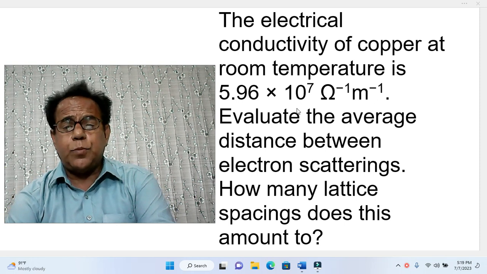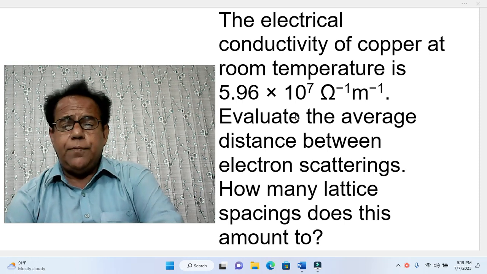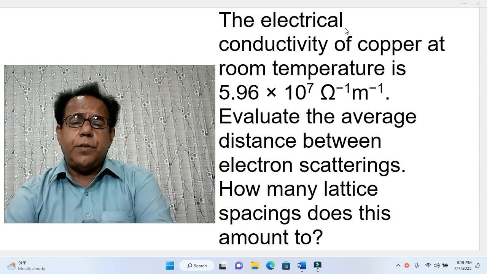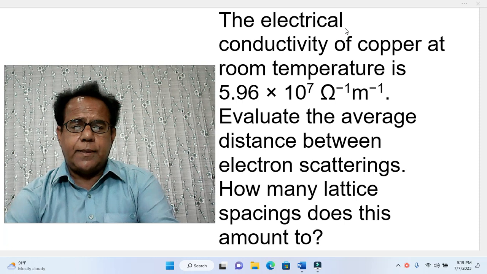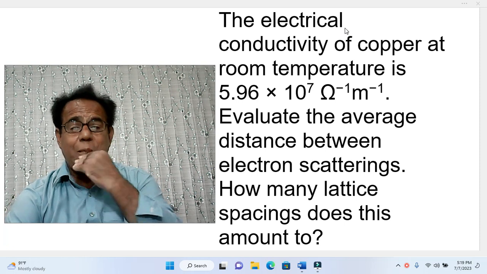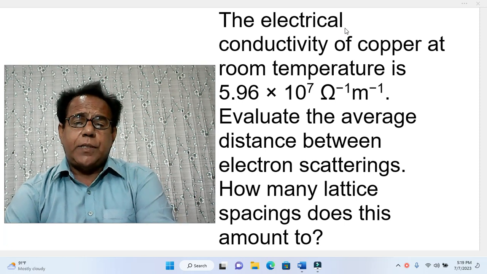This is our next problem, chosen from the book Modern Physics by Kenneth S. Crane. As usual, we first come to its statement.